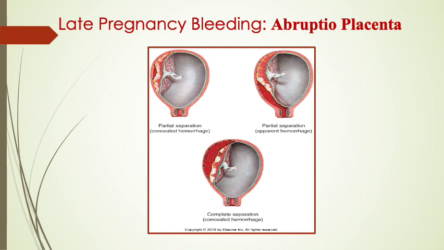So this is a picture of the placental abruption. The one on the top left is a picture of partial separation. With that, you may still have concealed hemorrhage, so you have the bleeding behind the placenta, and also you may have apparent hemorrhage. If it's apparent, you will have that dark red vaginal bleeding. If it's concealed, there is nothing coming out and the patient will be bleeding internally. And the last picture at the bottom is a complete separation, and that is more severe.